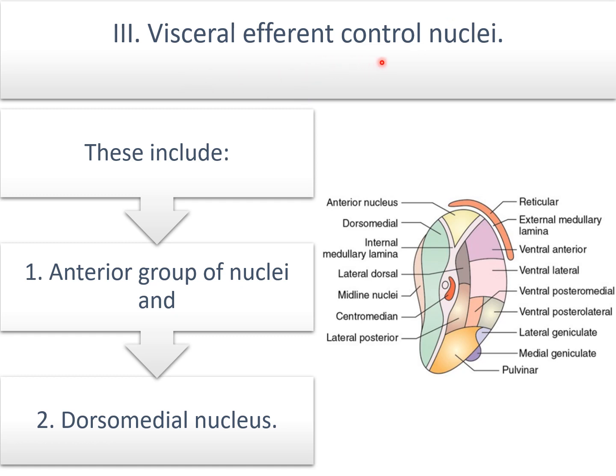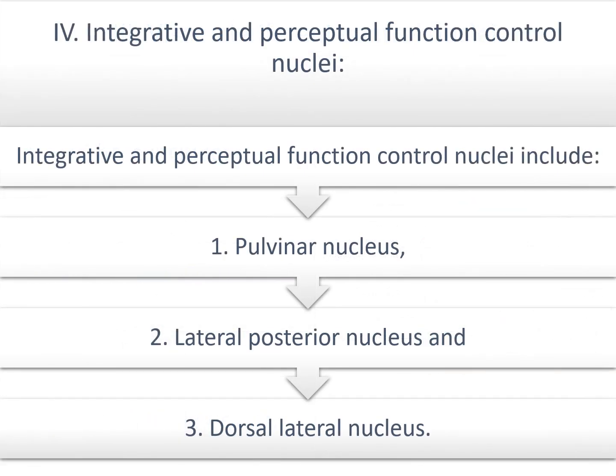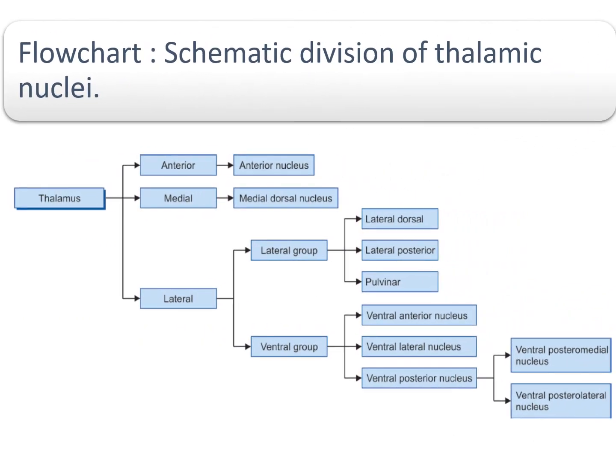Then the visceral efferent control nuclei include the anterior group of nuclei and the dorsomedial nucleus. Then the integrative and perceptual function control nuclei include the pulvinar nucleus, the lateral posterior nucleus and the lateral dorsal nucleus. So that is a flow chart or division of the thalamic nuclei.